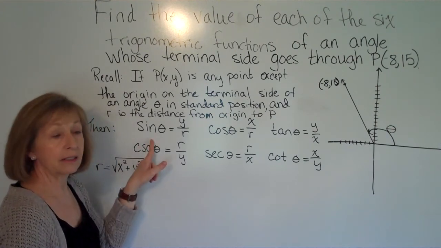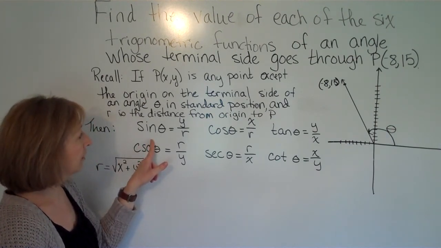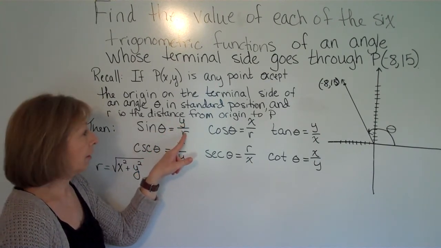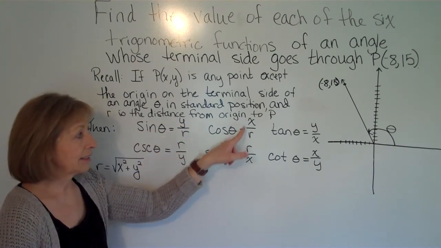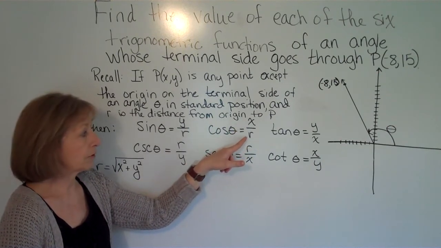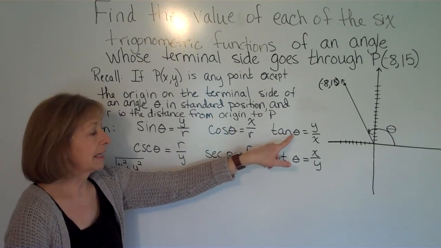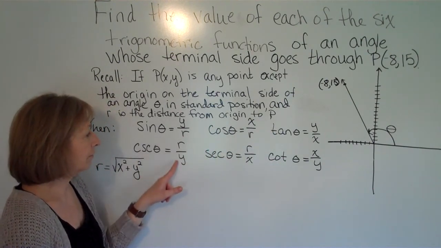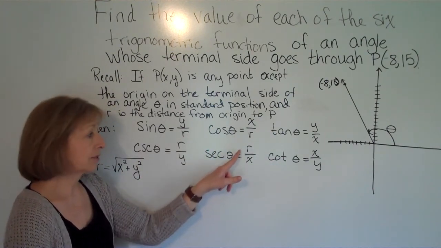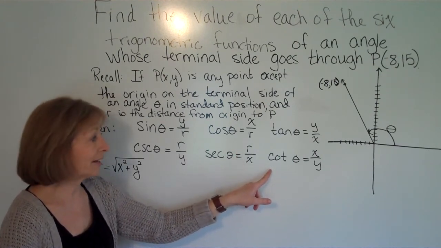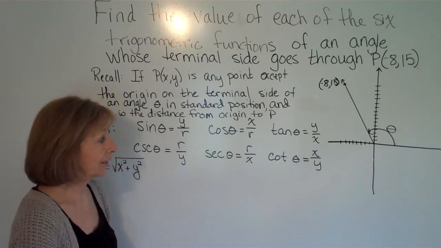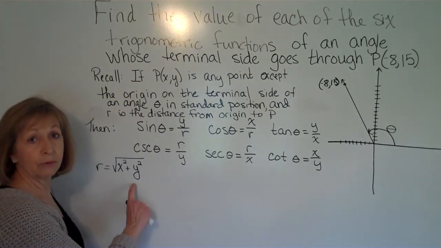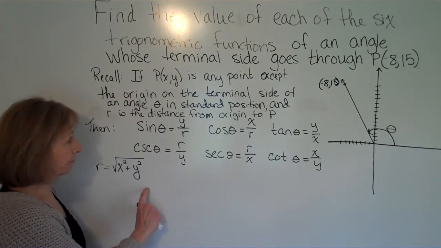Then your six trig functions of your angle: the sine of the angle is the y-coordinate of the point over r. The cosine of the angle is the x-coordinate of your point over r. Tangent of the angle is y over x. Cosecant of the angle is r over y. Secant of the angle is r over x. And the cotangent of the angle is x over y. So also, r is the square root of x squared plus y squared.